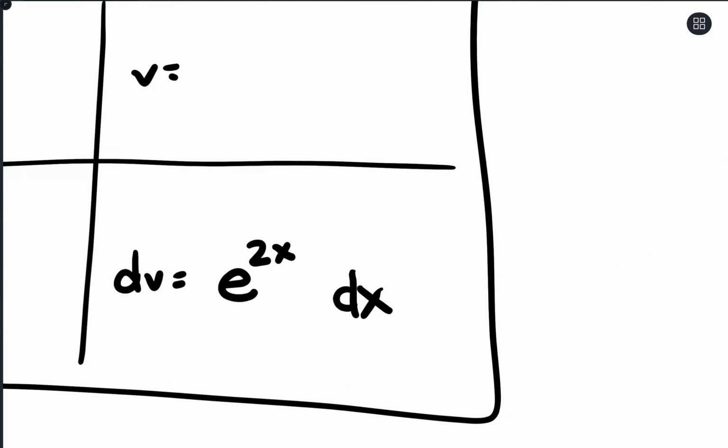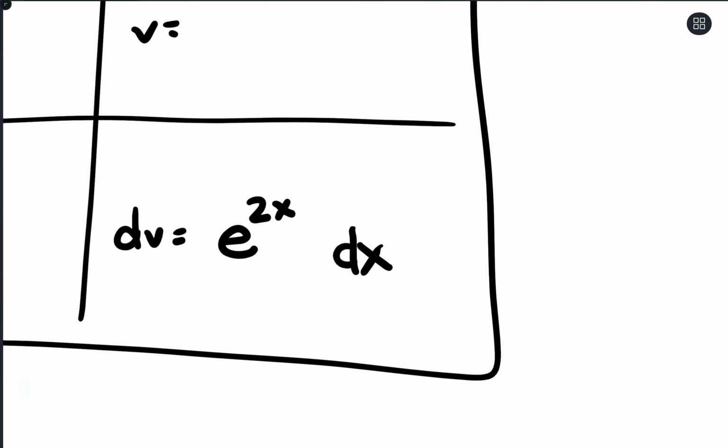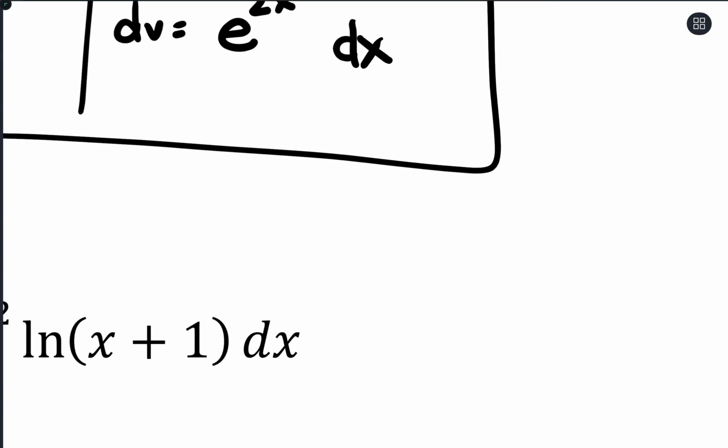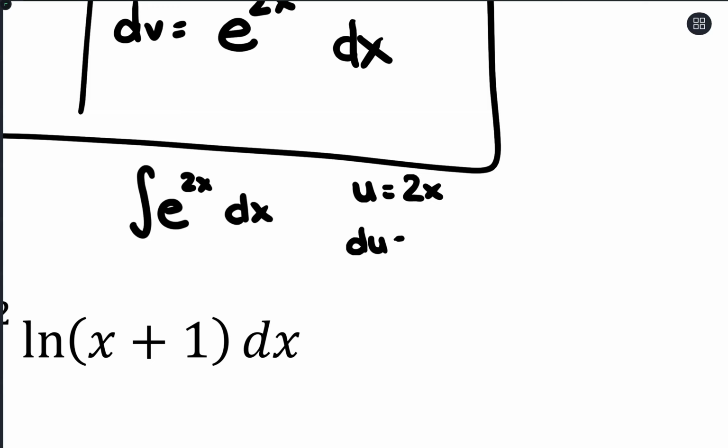Now let's talk about the antiderivative of e to the 2x. There's a few ways you could go about this, and we could actually use the substitution method if we wanted to take the antiderivative of e to the 2x dx. Well, this would be a composite function. So let's say we let u equal 2x, and then that means du is equal to 2 dx.